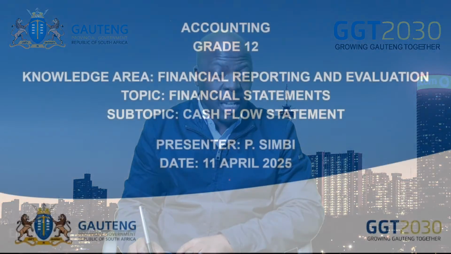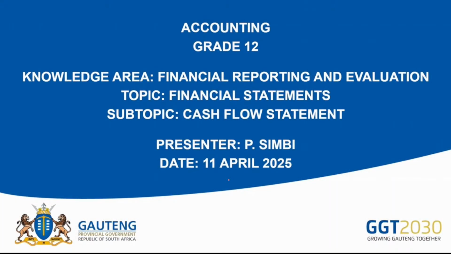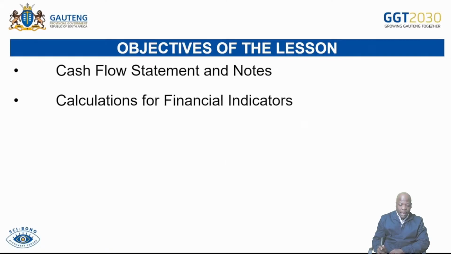So we're still in paper one and we're busy with the cash flow statement. So in today's class, I'm going to focus on the cash flow statement, and I'll also look at the calculation of financial indicators. So I'll not do any interpretation. I'll just do calculations of certain financial indicators. Very important that when I do these calculations, you do it together with me so that it does make sense.